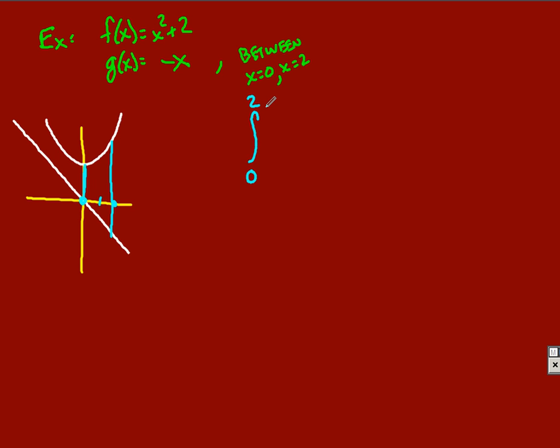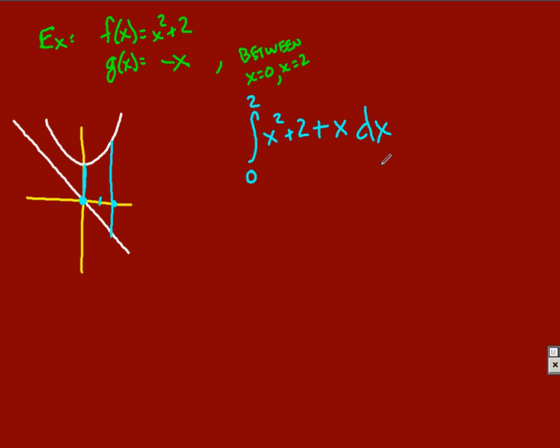Now, how do you know which one is on top, especially if they don't give you the function? Well, if it's between 0 and 2, let's plug in a number between 0 and 2. The easy one to do would be 1. If I plug in 1, what's bigger: 1 squared plus 2, or negative 1? Obviously, f of x is bigger. So that means I need to do x squared plus 2, and then subtract the bottom one, which is negative x. Subtracting negative x means the same as adding another x, dx.